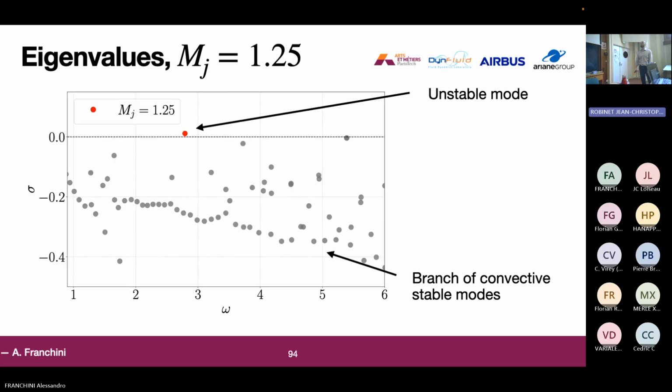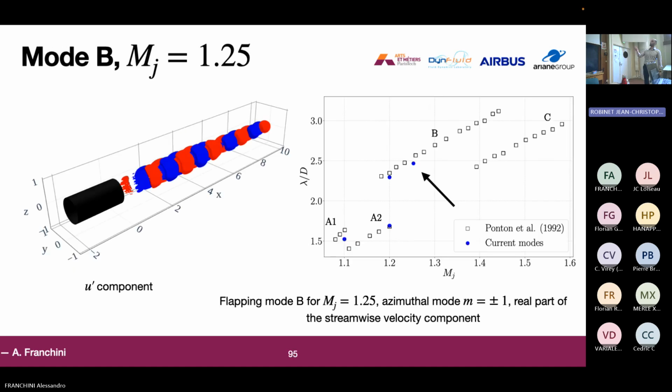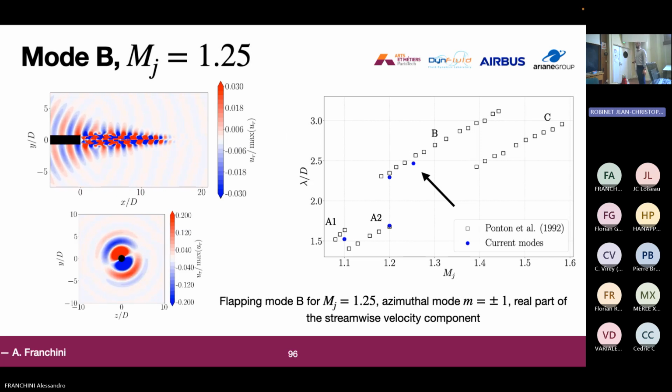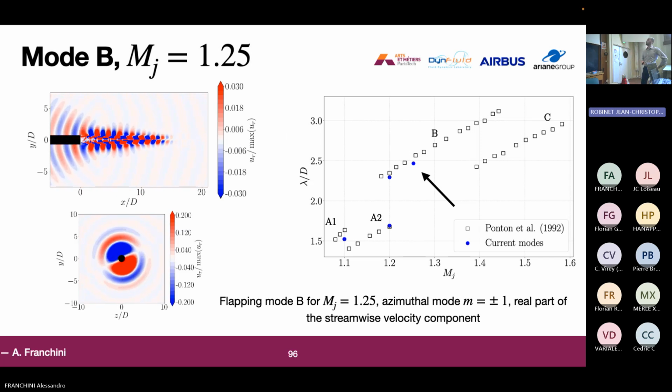Again, we look at another spectrum, and now we refine another nonlinear unstable mode for Mach J equal 1.25. If we look at the experimental data, this mode again correctly captures the frequency. It has an azimuthal mode number of plus or minus 1, and again it has the correct features of screech.